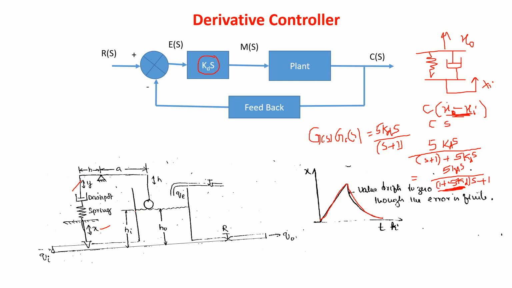Correct? So error in the sense, this is a desired level. At any point, what is the liquid level? The difference is the error. It has to correct that error by opening the valve. But see here, x displacement will become simply 0. It will not correct the error.